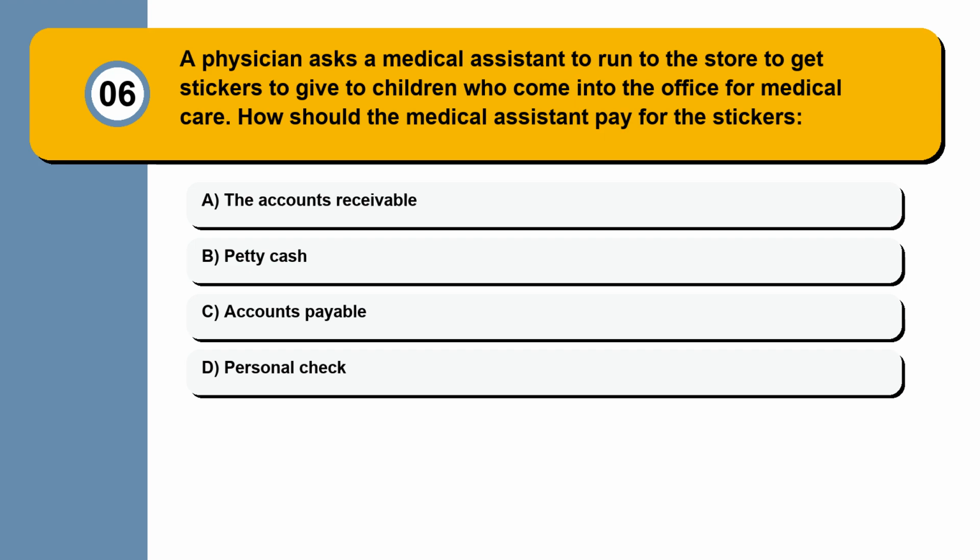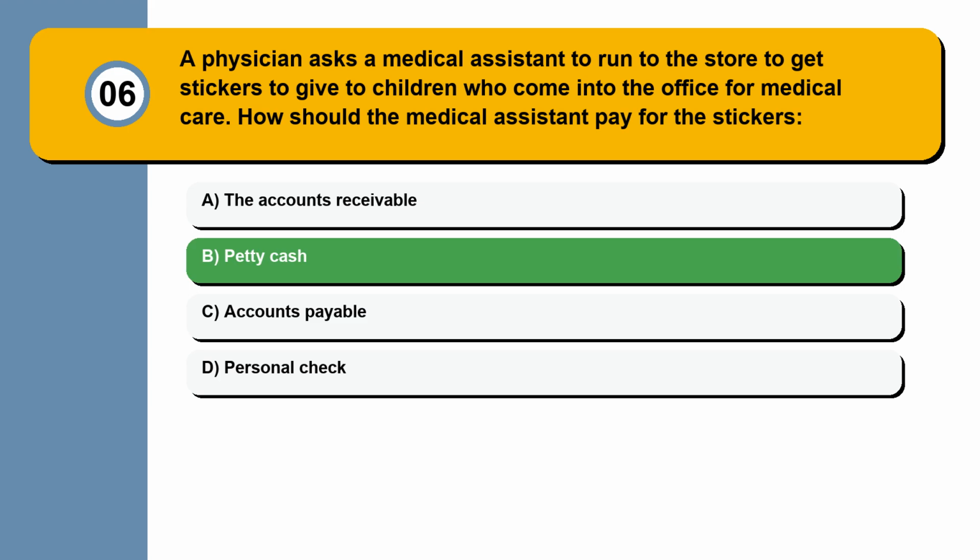Question 6. A physician asks a medical assistant to run to the store to get stickers to give to children who come into the office for medical care. How should the medical assistant pay for the stickers? Here are your options. Option A, the accounts receivable. Option B, petty cash. Option C, accounts payable. Option D, personal check. The correct answer is option B, petty cash.